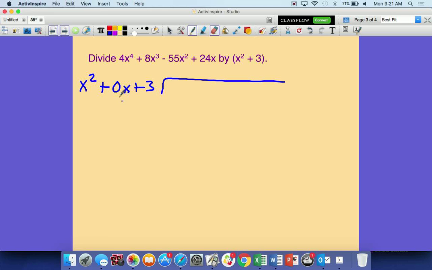Okay, it's not going to hurt though to leave it in there. I'm going to leave it in there. Alright, so from here we've got 4x to the 4th plus 8x cubed minus 55x squared plus 24x. And then we've got to plug in a 0 term there. Alright. How many times does x squared go into 4x to the 4th? It goes in 4x squared times.